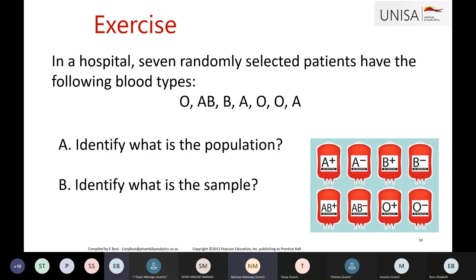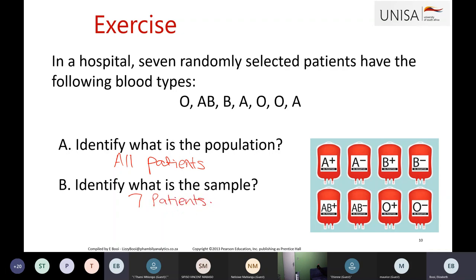The population is all the patients in the hospital, and then the sample is the 7 randomly selected patients. Yes. So the population is all patients, all patients in the hospital. Your sample is a subset of the patients, which are only the 7 randomly selected patients.